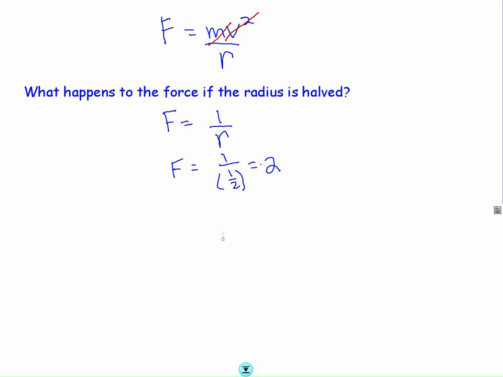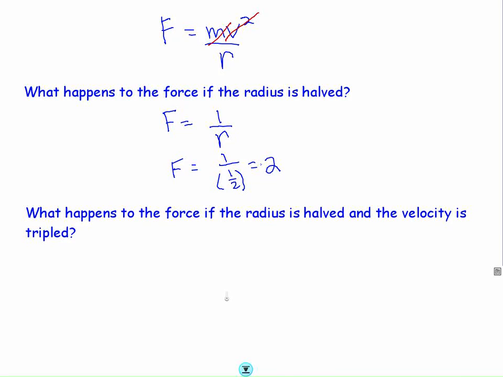All right, here it is. Last example. Maybe the trickiest possibility here. Two things happening at once. What happens to the force if the radius is halved and the velocity is tripled? So let's go back to our original equation. F equals mv squared over r. And let's cross out anything that's not being mentioned. There's no mention of mass. There is a mention of velocity. There is a mention of radius. So I'm going to leave them in there. And our new equation is going to look like this. F equals v squared over r.